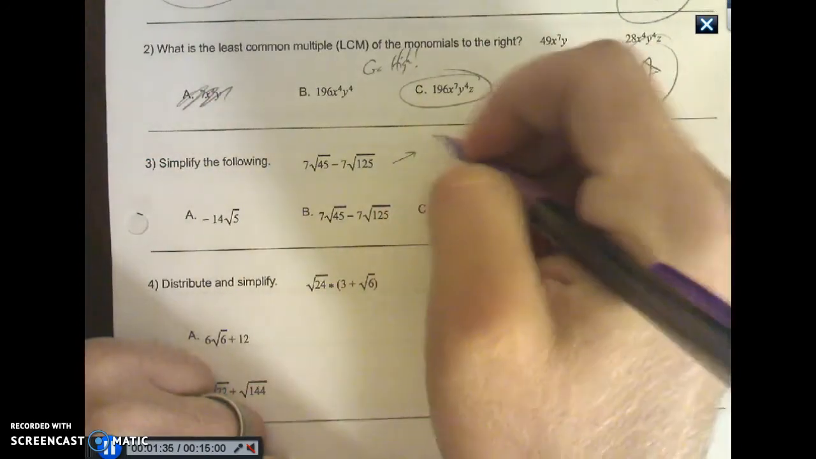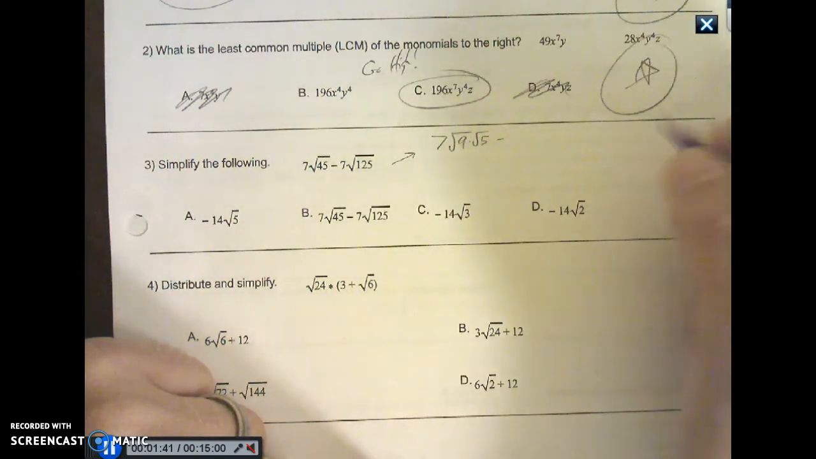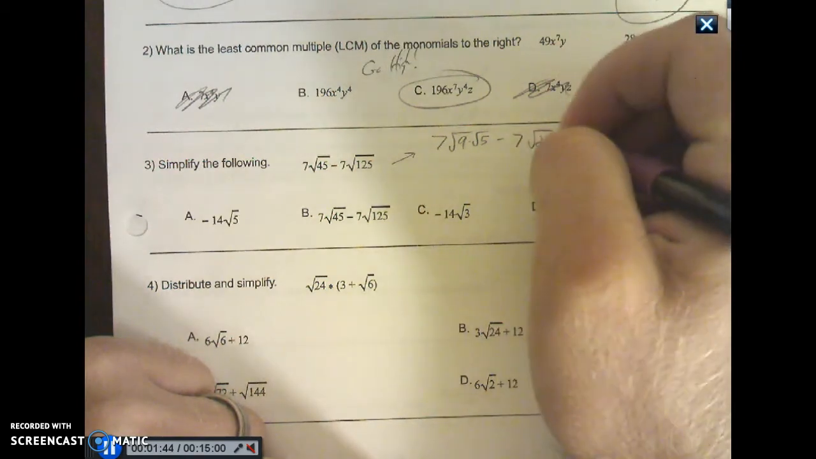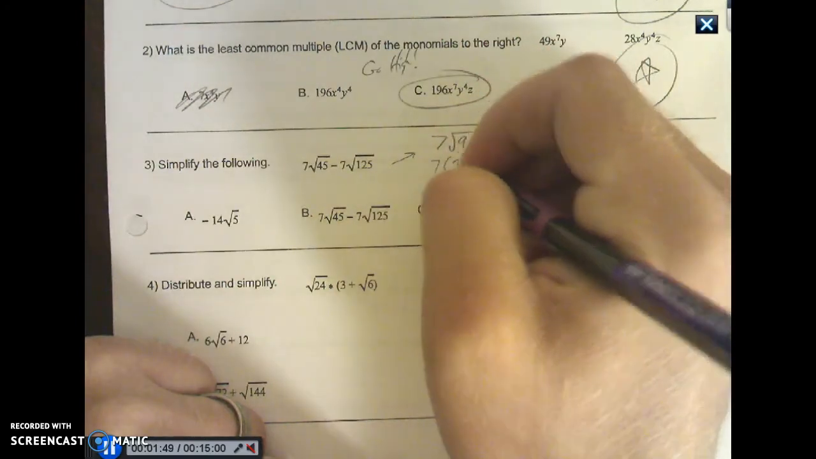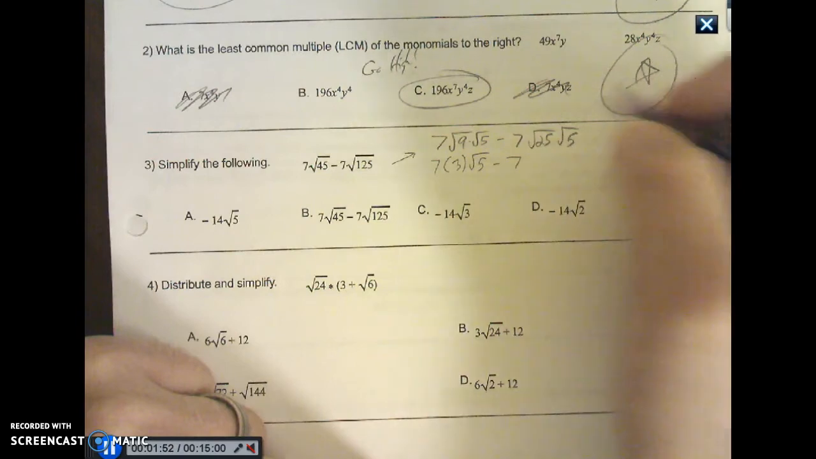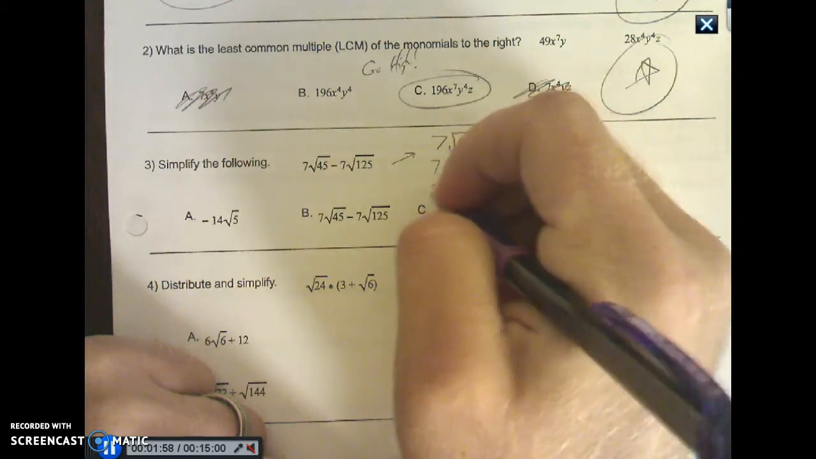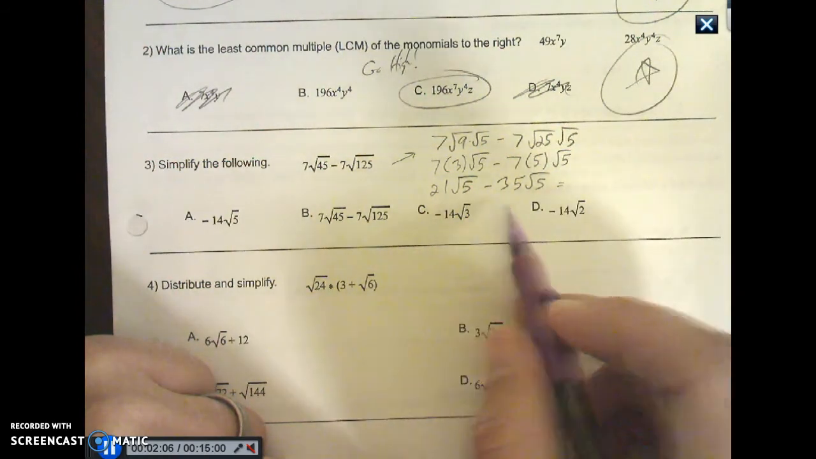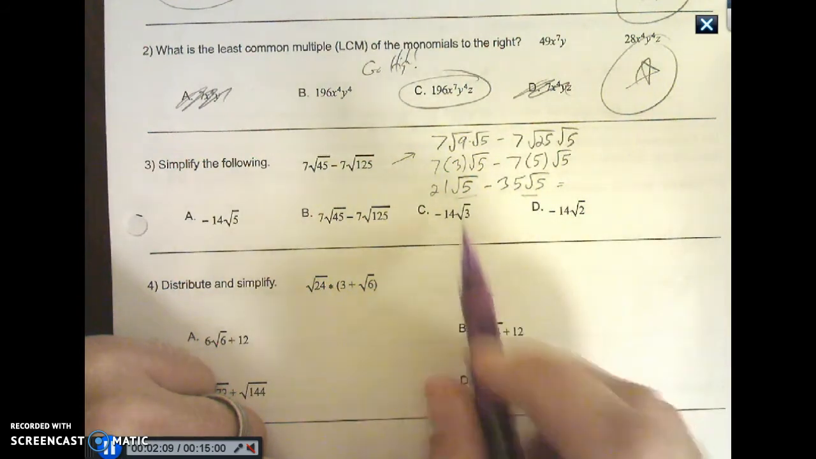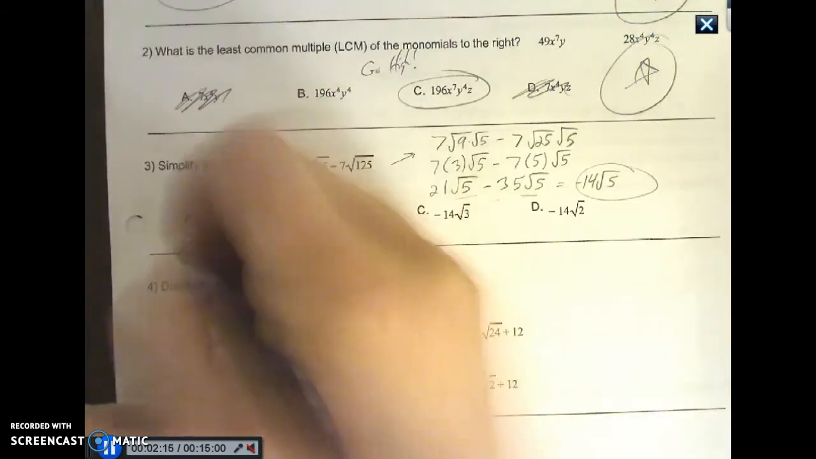Number 3, I'm breaking this down. The perfect square that goes into 45 is 9. So 9 times 5 gives me 45. And for 125, it's 25 times 5. Square root of 9 is 3. Square root of 25 is 5. Okay, 7 times 3 is 21, root 5, minus 35, root 5. 21 minus, and the reason I can subtract them is because they're both the same, square root of 5. 21 minus 35, negative 14, root 5.